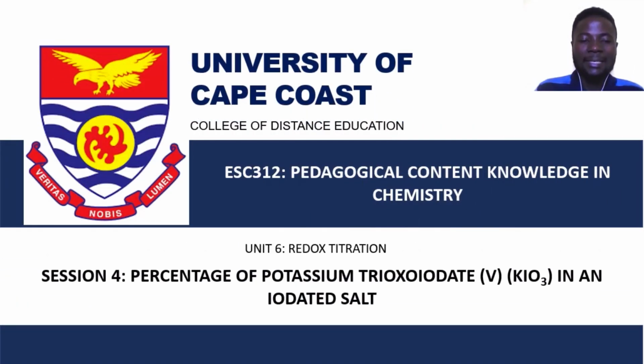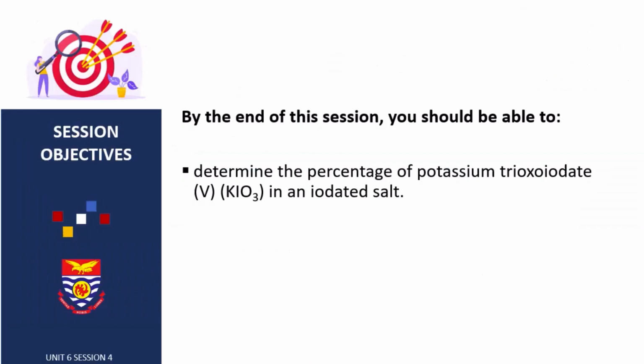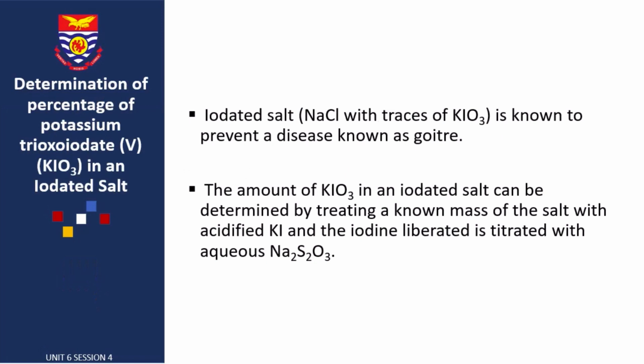Hello, this is session 4 of Unit 6, and this session is about the percentage of potassium trioxoiodate(V) in an iodated salt. Let's look at our objective. By the end of this session, you should be able to determine the percentage of potassium trioxoiodate(V), KIO3, in an iodated salt.